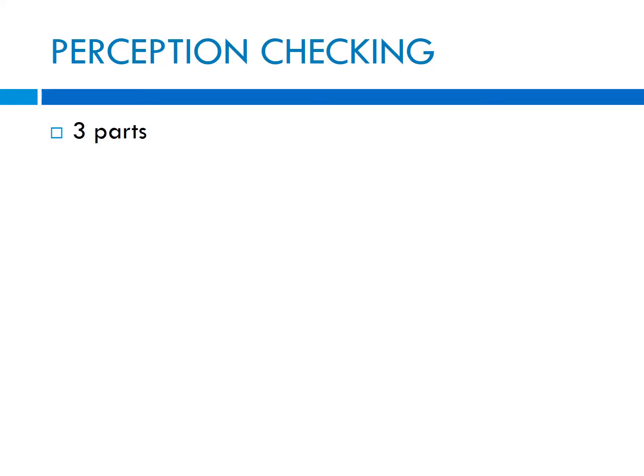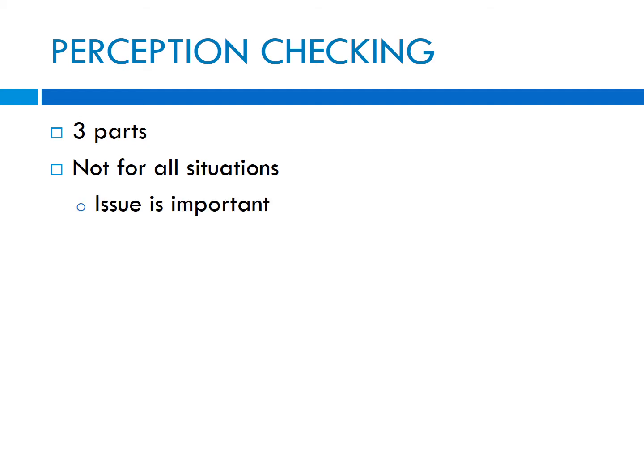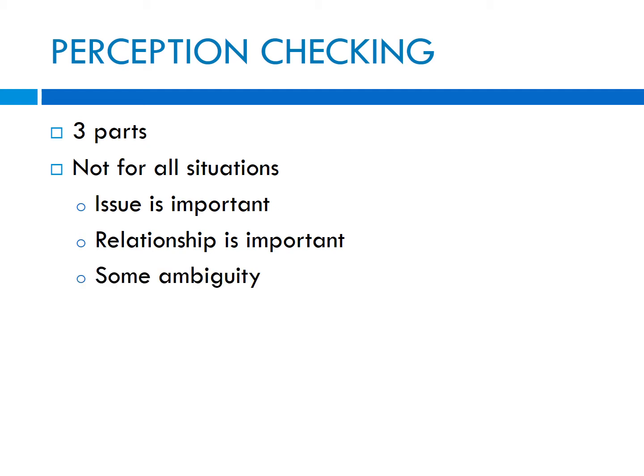Using a perception check is a three-part process. Perception checking is not for all situations. It's a tool to use when the issue is important and when the relationship is important. Since the purpose here is to check your own perceptions, perception checking is useful when there's some ambiguity or some reason to believe that you may need to clarify what's going on or what's been said. While perception checking is not for all situations, it can help us prevent conflicts and relational problems that result from misunderstandings or differences in interpretation.